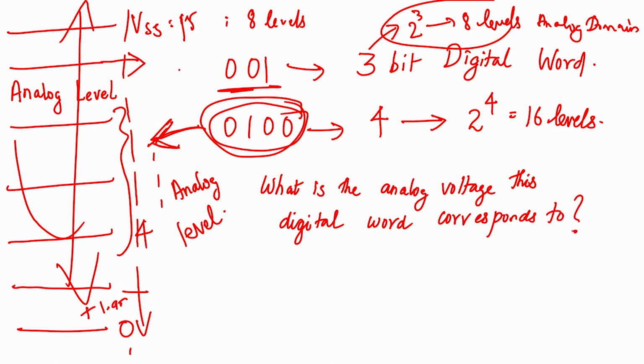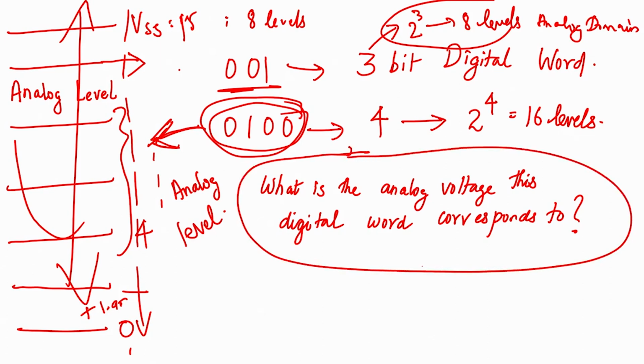Okay. This is the fundamental question: why did I write this whole thing down? This is the fundamental question in, yes, you guessed it correct, digital to analog conversion, DAC. This is a fundamental question. Given that I have a digital word with me, how do I convert it into the corresponding analog voltage level in the given system? This is the fundamental technical question, the answer to which is your DAC.